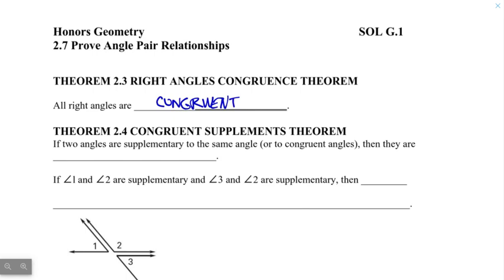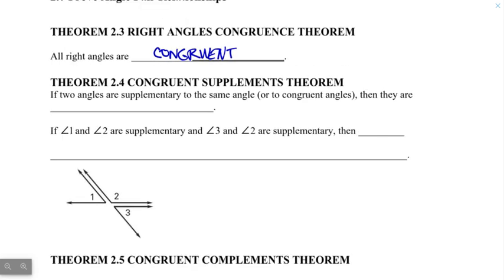And really that kind of makes sense because all right angles are going to be equal to 90 degrees. So of course they have to be congruent. Next up is the Congruent Supplements Theorem. So this says that if two angles are supplementary to the same angle or to congruent angles, then we know that they have to be congruent.